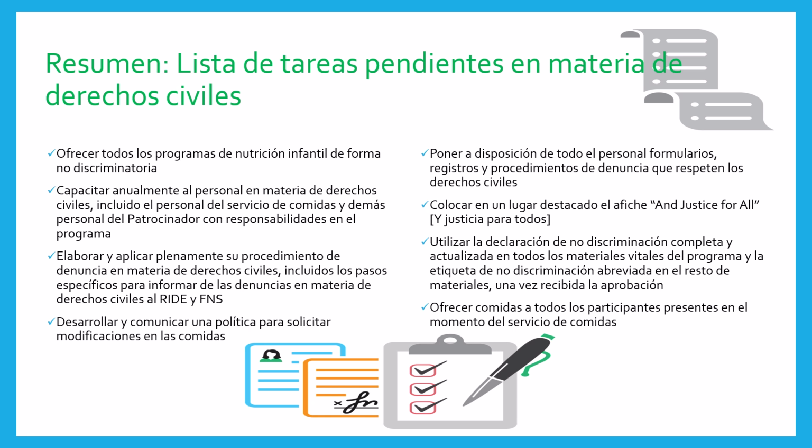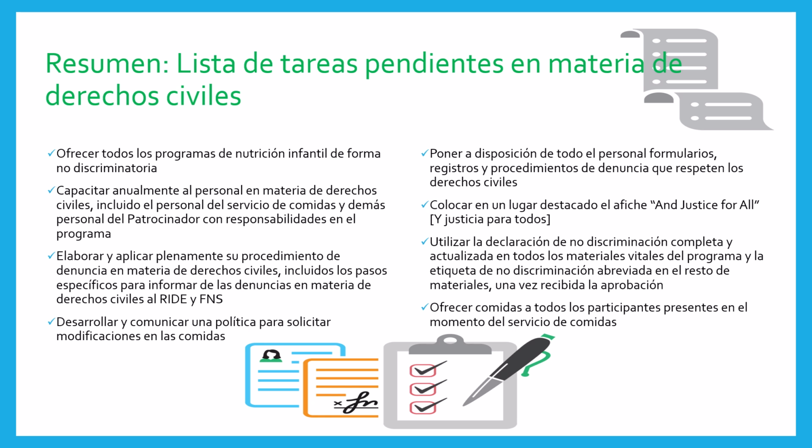Civil rights training for these staff members should include information specific to the CACFP. You need to develop and fully implement your civil rights complaint procedures, including specific steps for reporting complaints. You should develop and communicate a policy for requesting meal modifications. You need to make sure that your civil rights complaint forms, logs, and procedures are available to your staff. You need to prominently display the most current version of the And Justice for All poster in an area where your participants can easily read it.